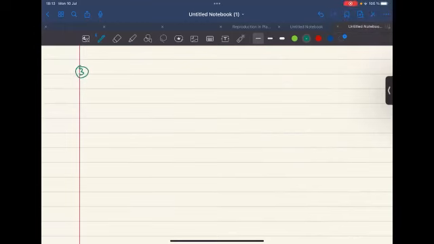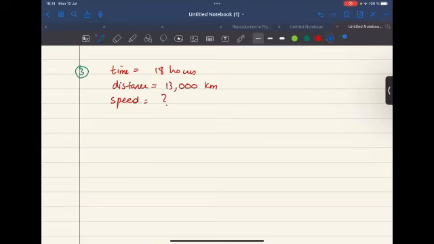Okay, so Sam takes 18 hours. So just let's note down what are the information that is given. So takes 18 hours. So time is going to be 18 hours over here. To reach America, covering a distance of 13,000 kilometers. I've asked what the speed of the flight is. What is the formula for speed? Distance divided by time.